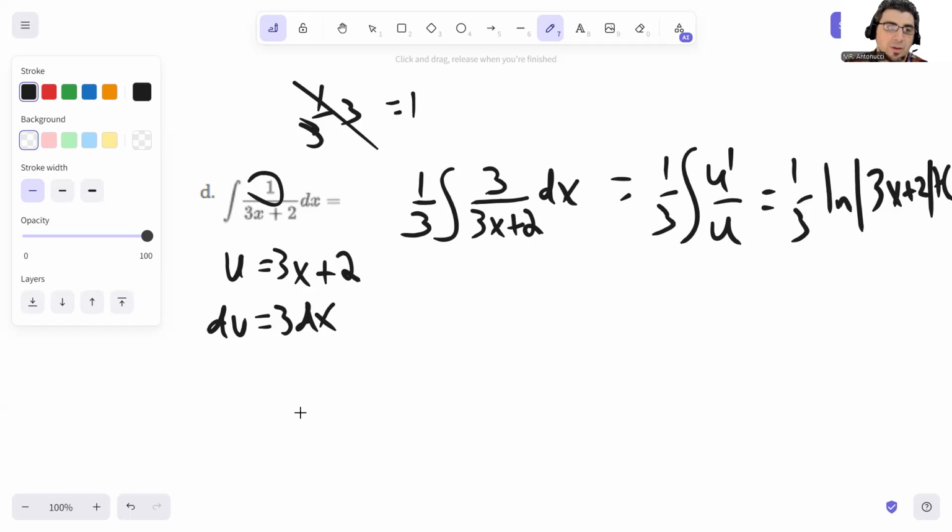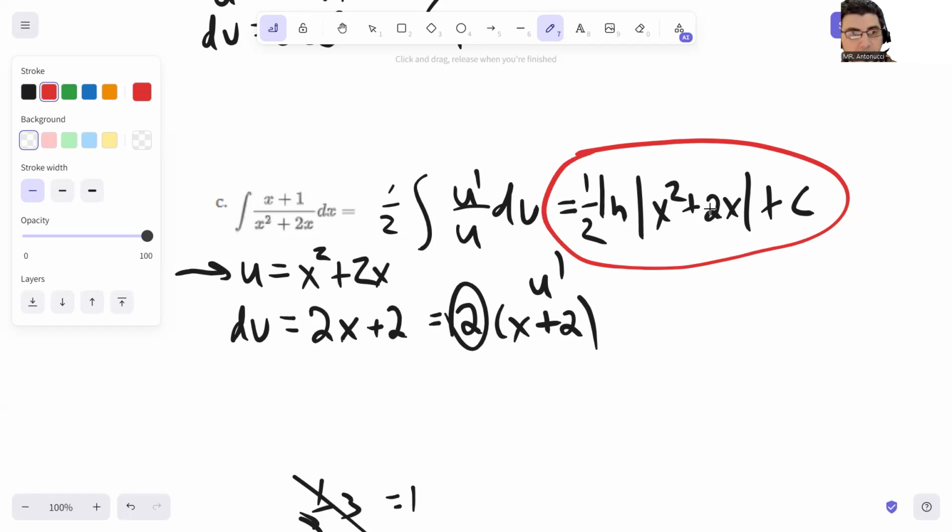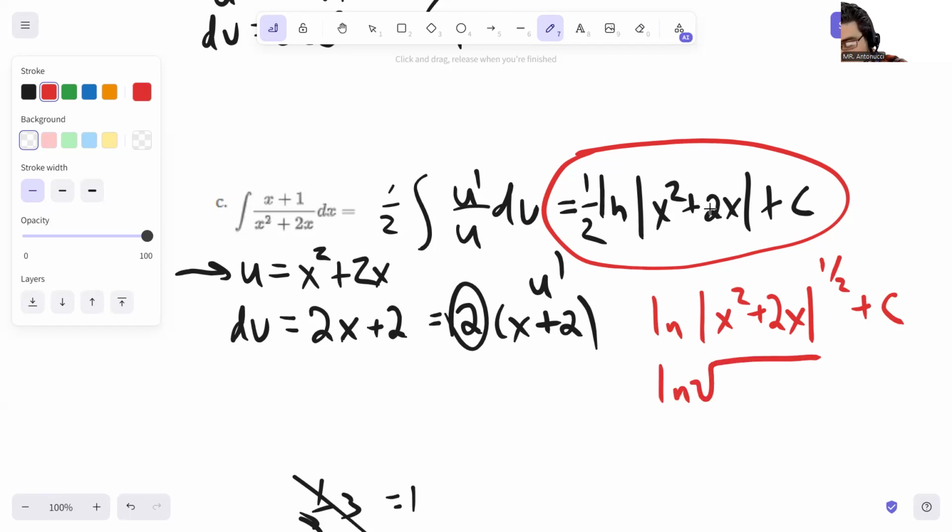Now, with antiderivatives involving logarithms, it's easy to obtain forms that look quite different but are still equivalent. So if we go back up to this example here where we had 1/2 natural log absolute value x squared plus 2x, we could rewrite this as natural log absolute value x squared plus 2x to the 1/2 plus c. And 1/2 is the same as the square root. So this would be natural log square root x squared plus 2x plus c.